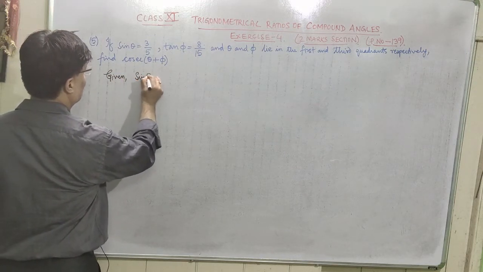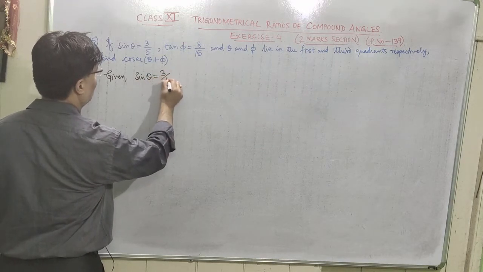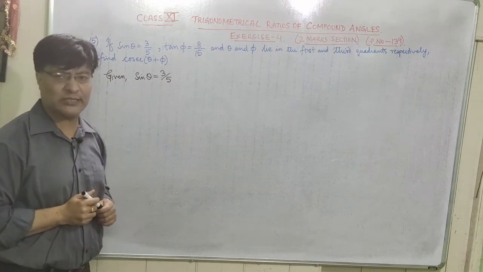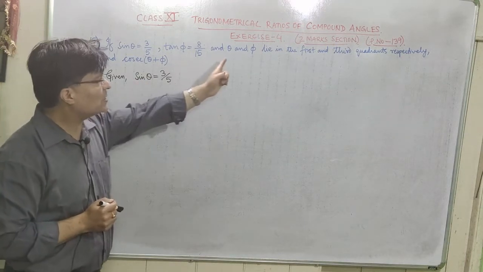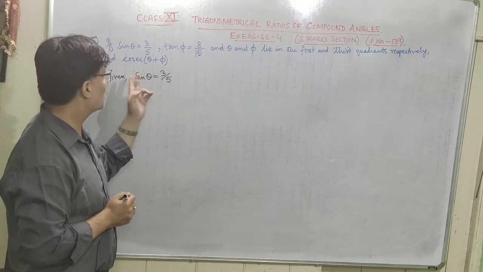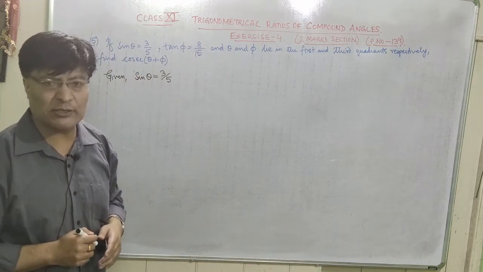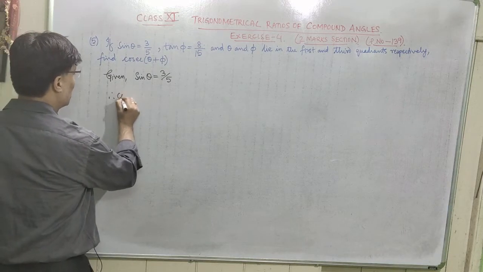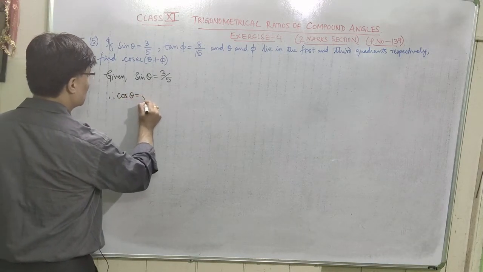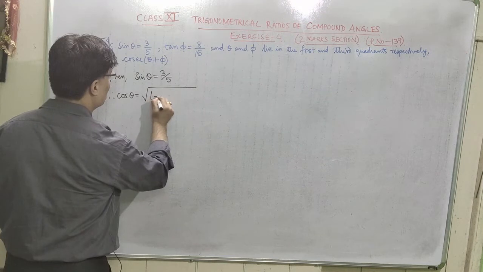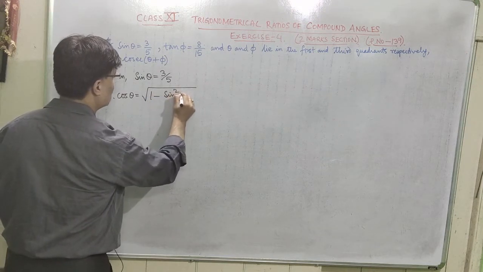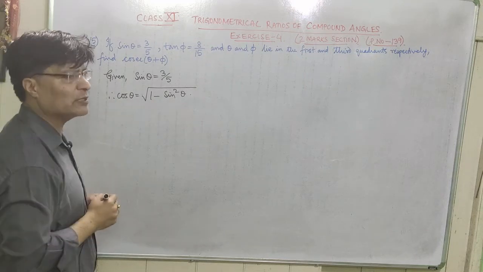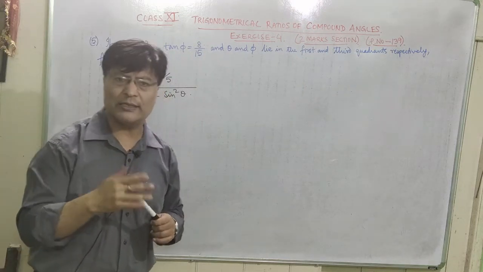sine theta is equal to 3 upon 5. Now from here you have to get the value for cos theta, and since theta lies in the first quadrant, sine theta is positive and cos theta is also positive in the first quadrant. So directly you can get the value for cos theta. So cos theta is equal to, what is the formula? It is root over 1 minus sine square theta. It is positive, because cos theta is positive in the first quadrant.